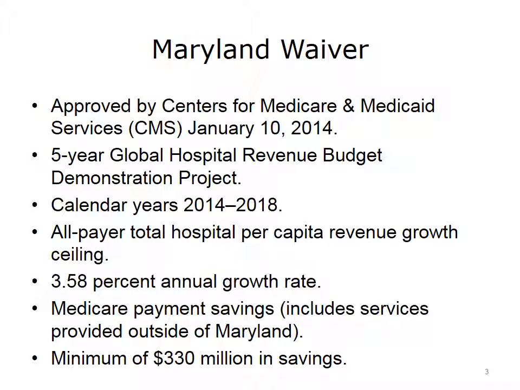The novel aspect of this new program is that there is a global budget for hospital revenue, so that hospital revenues are capped in any given year, regardless of volume. If hospitals provide less or more services than last year, they still are paid the same global amount. All the stakeholders, the state, CMS, employers, and hospitals have agreed to an annual ceiling of 3.58% growth in hospital revenues, plus the growth in the state's population.